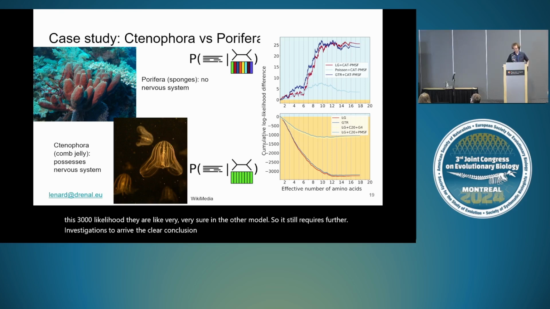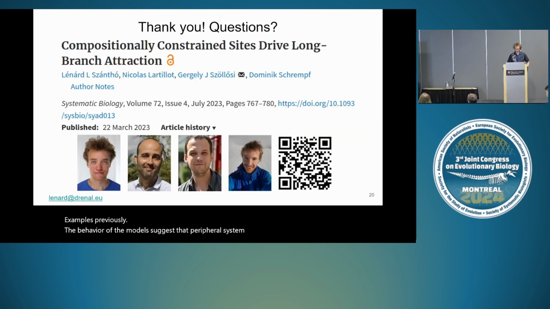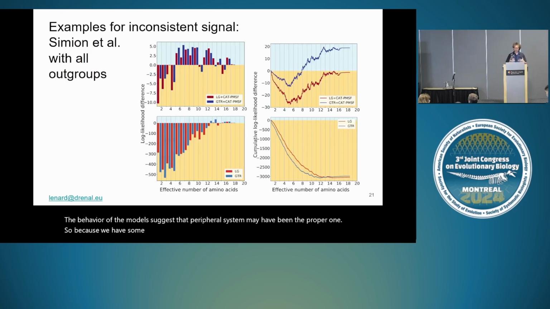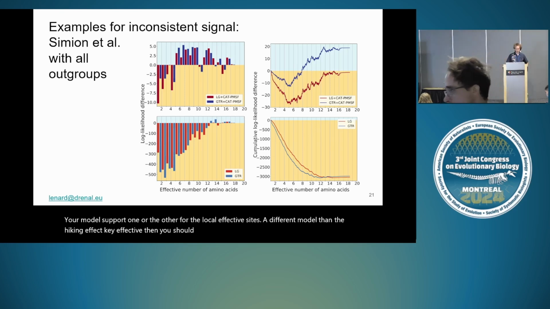But our take, based on our examples previously and the behavior of the models, suggests that Porifera sister may have been the proper one. So, because we have some time, whenever you would like to actually use our model, I show you some examples of inconsistent signal. Whenever you see your model support one topology for the low key effective sites and a different one for the high key effective sites, then you should suspect LBA.